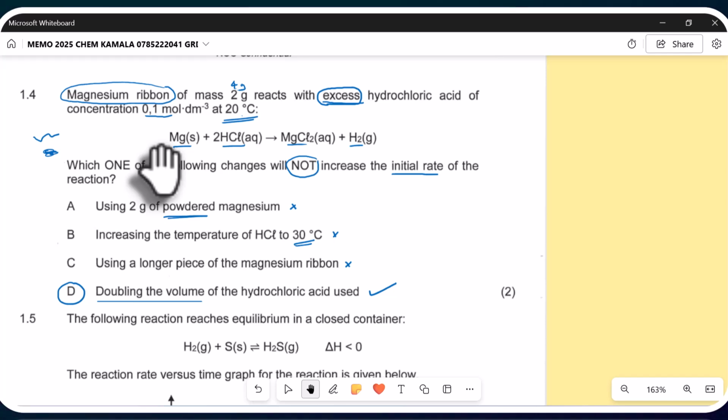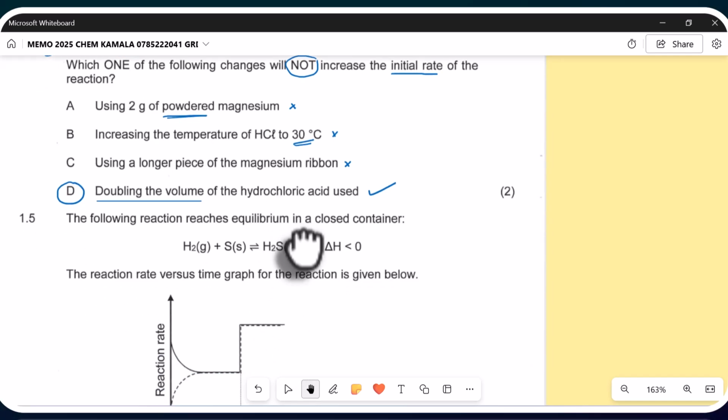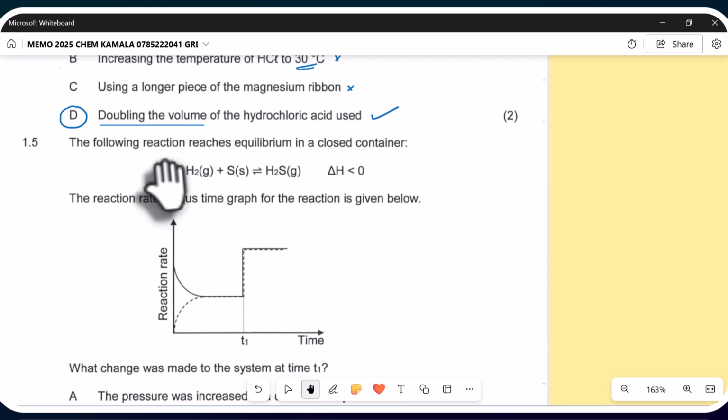1.5, they say the following reaction reaches equilibrium in a closed container: hydrogen gas plus sulfur to give us hydrogen sulfide gas. Delta H is negative, meaning it is exothermic. They say that the reaction rate versus time graph for the reaction is given below. So here we have the reaction rate on the y-axis, and the time on the x-axis.